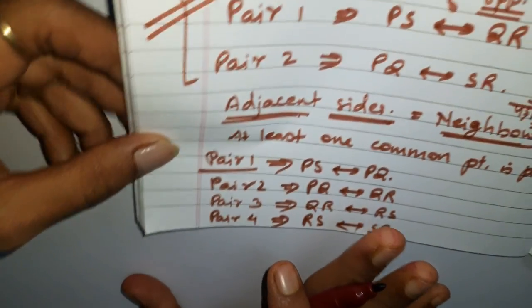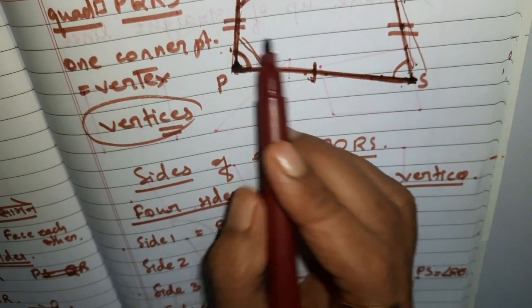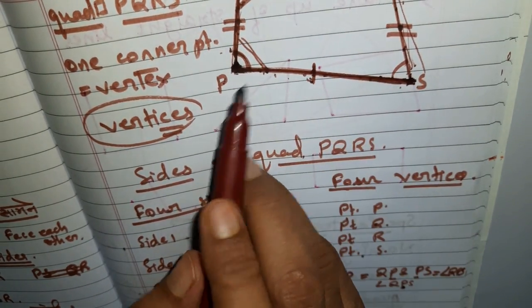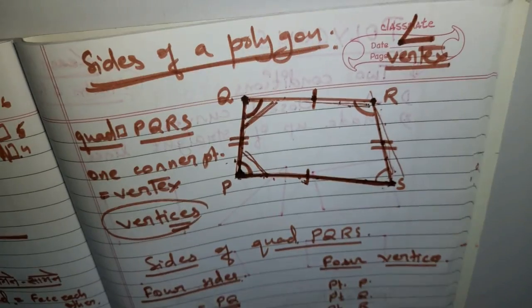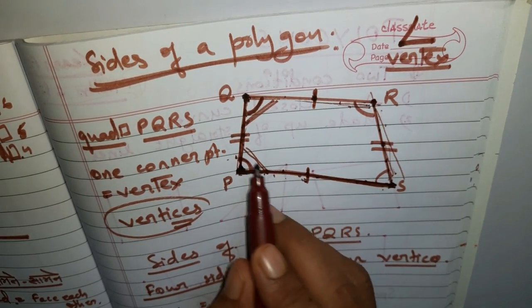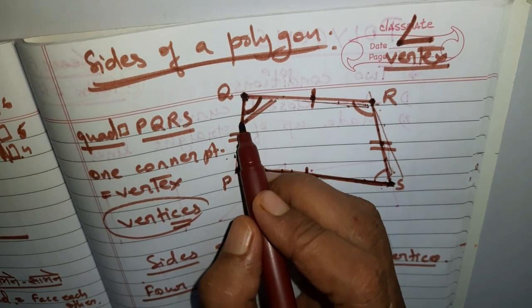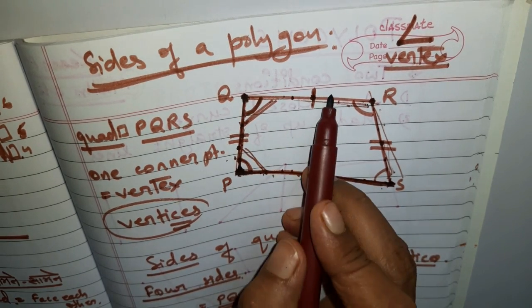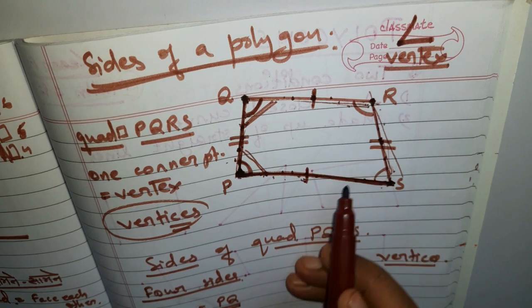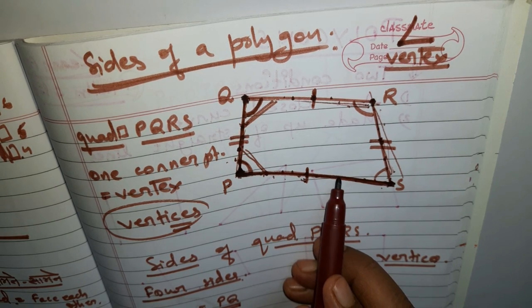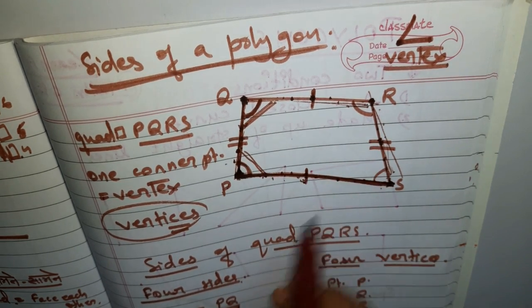Got it? What we have seen is that we are getting 4 pairs of adjacent sides. This side is adjacent to this, this side is adjacent to this, this side is adjacent to this, and this side is adjacent to this. ठीक है, ये सब एक दूसरे के पड़ोसी हैं.